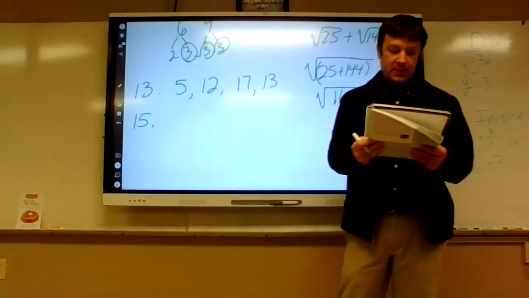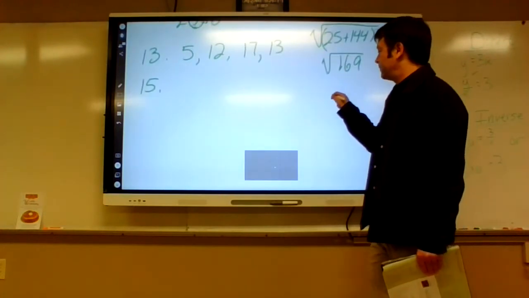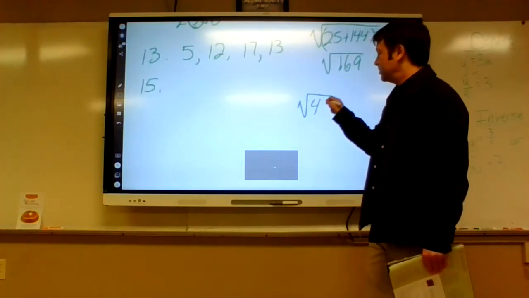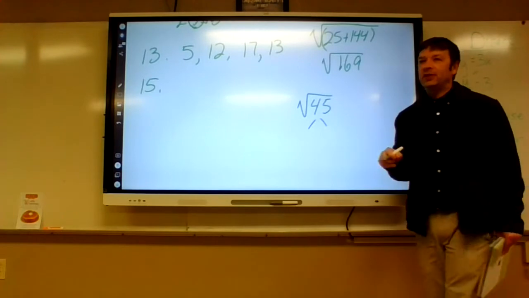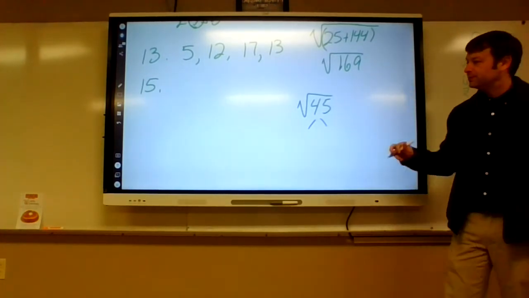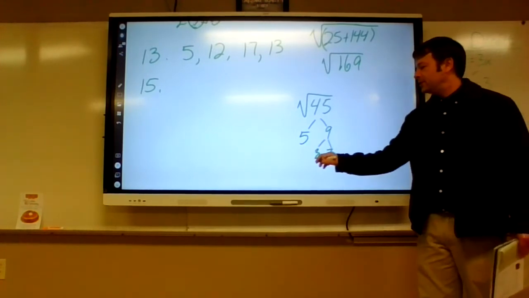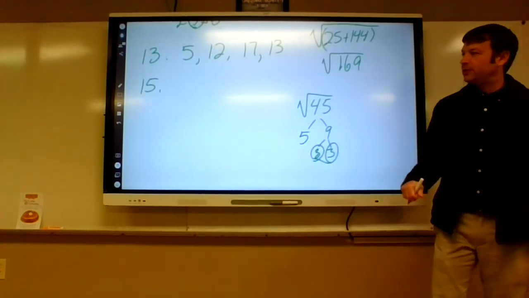15, okay. What is the square root of 45? They weren't as nice on this one. Okay, 45 doesn't have a nice square root, but what goes into 45? 5 and 9, so it's going to become 3 square root of 5.